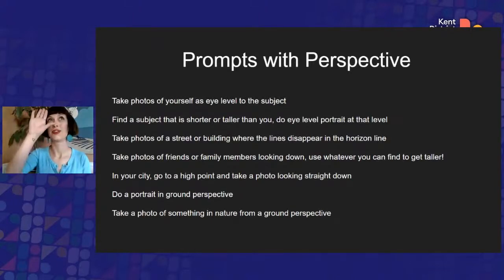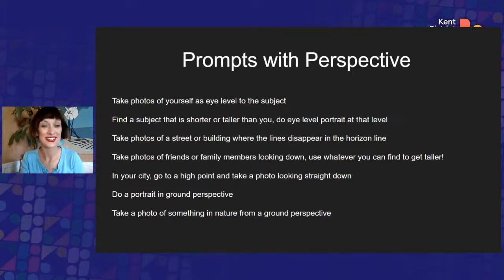So whether you're here and your subject is taller, or here and your subject is lower, you are changing the perspective of your work. Take photos of a street or building where the lines disappear into the horizon line. Take photos of friends or family looking down, and really, like my friend Maureen, use whatever you can to get taller. In your city, go to a high point and take a photo looking down. And you can do a portrait in ground perspective.